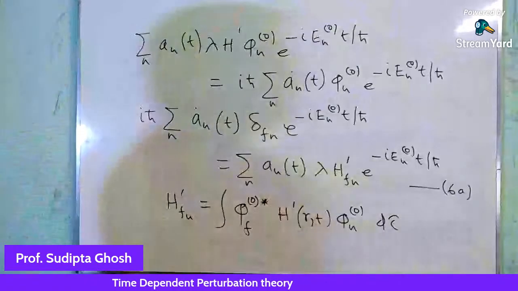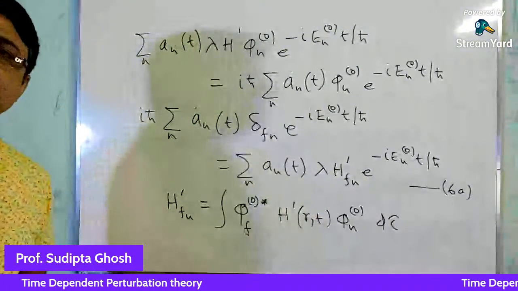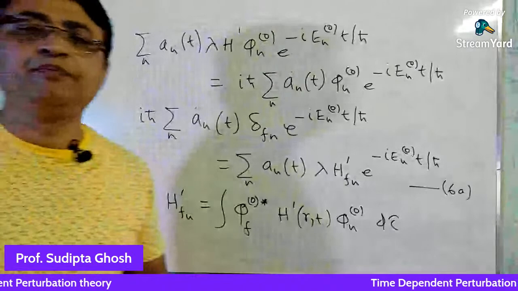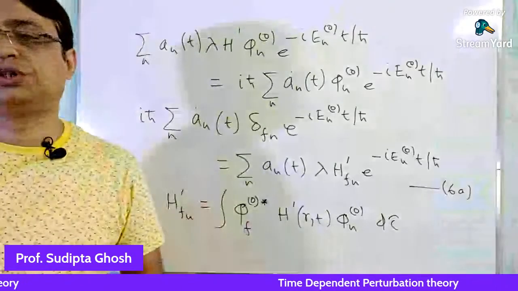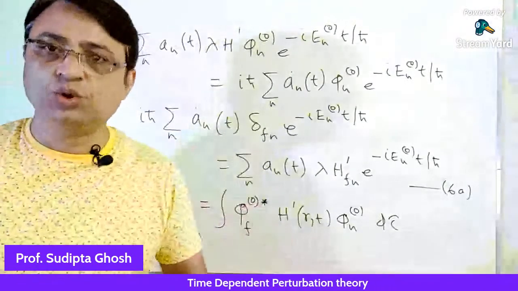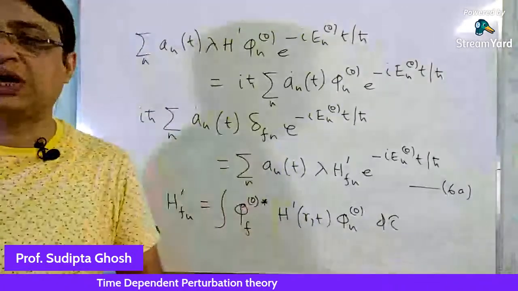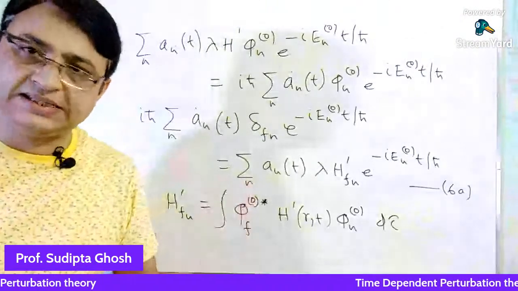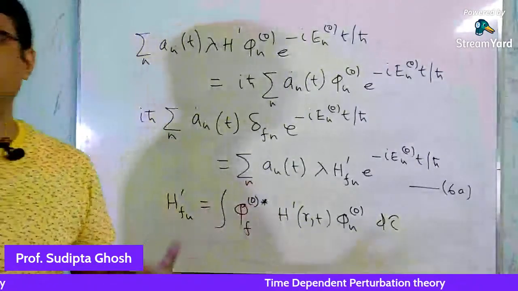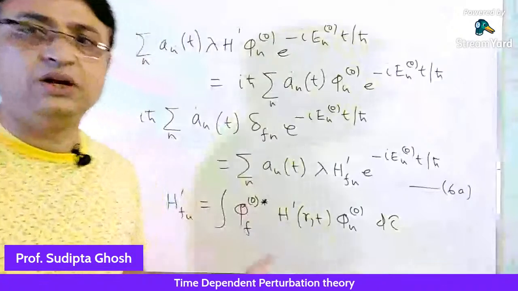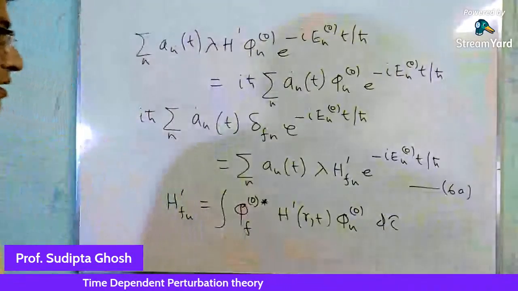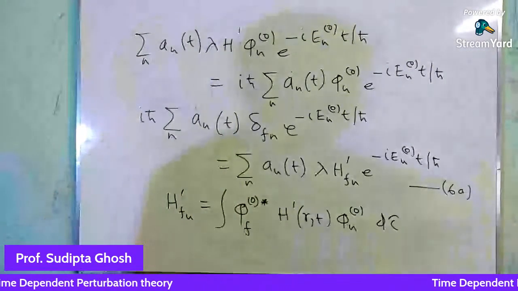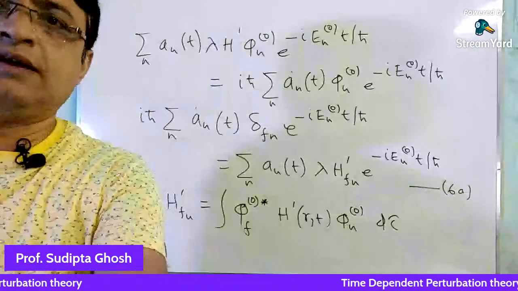So this is actually h prime fn. This particular term we have already used in our previous two videos, or the previous two classes, in the time independent part, that is for the degenerate case as well as for the non-degenerate case. So I think it will not bother you at all. So we have equation 6a.